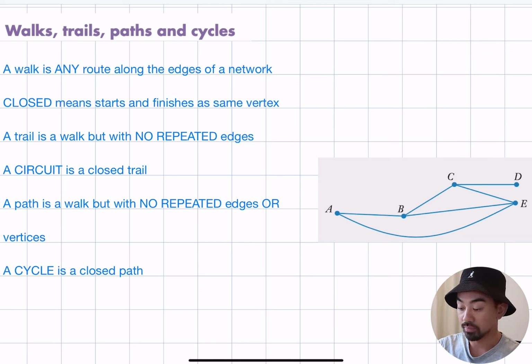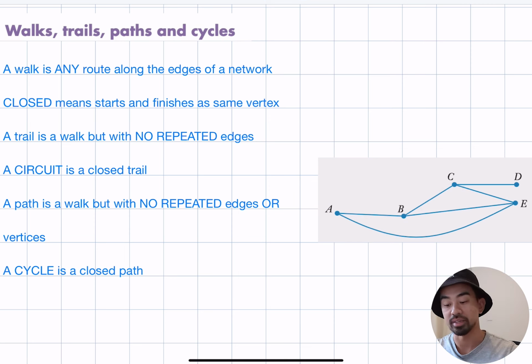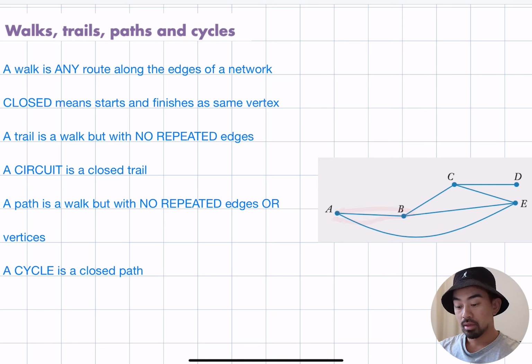So for example, here, A to B, that is a walk. A to E to C, that's also a walk. A, E, C, B, A, that's also a type of walk. So basically anything. Now, closed in this sense just means it starts and finishes at the same vertex. So if I go A, B, A, that's a closed walk. Now, closed will apply to different types of other routes, which I'll talk about in a little bit.